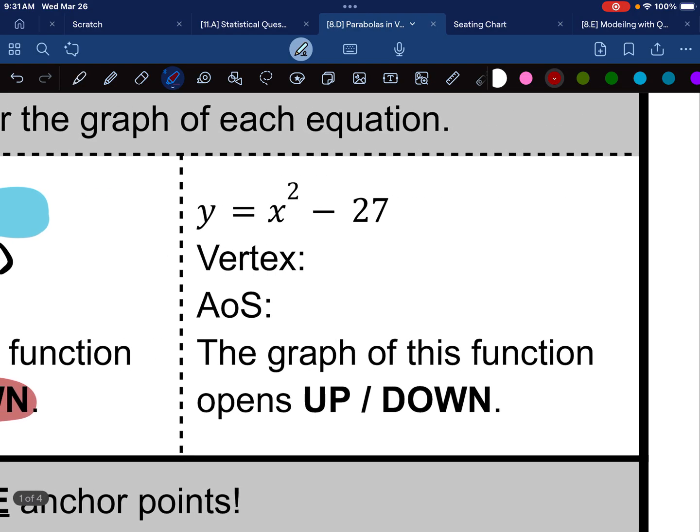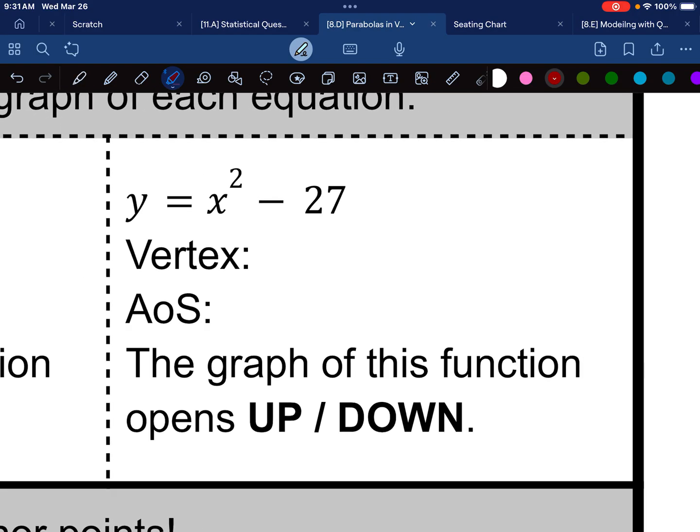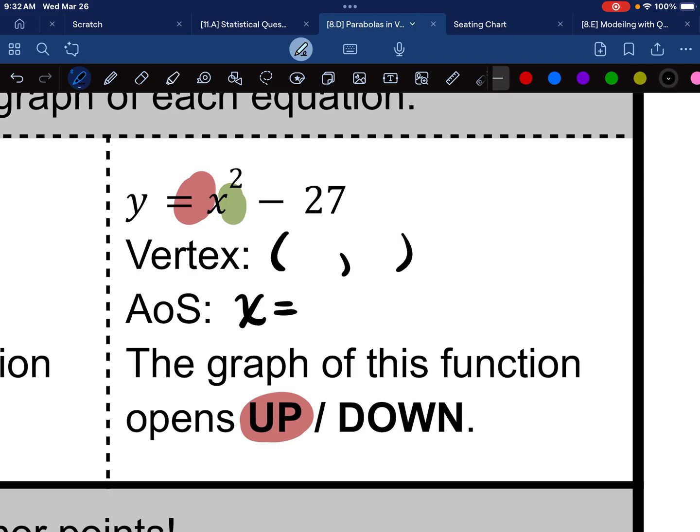Now when I go to color this one, it really tends to confuse kids a lot. Remember, your a is the number in front here, so if there's nothing written there, your a is a 1. And in this case, it's going to make your graph open up. Now my h is usually right here, right after the x, but there's nothing there. So when I write my vertex or my axis of symmetry, I put a 0 for that h value. And then in this last place, this negative 27 is a k. And I know that it's a k because it's not within the parentheses.